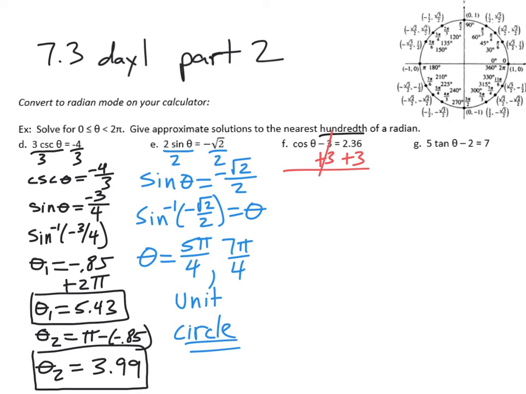All right, off to part F here. Cosine theta equals 5.36, okay? So to get our answer, we need to do an inverse trig function, inverse cosine of 5.36. Type that into your calculator. Let me know how it goes. Just a heads up, it's not going to go very well.